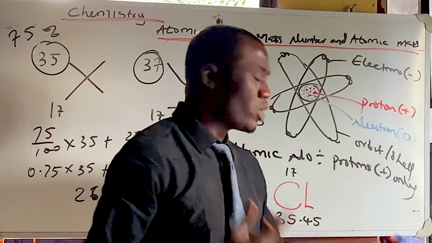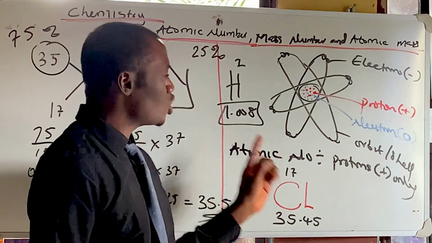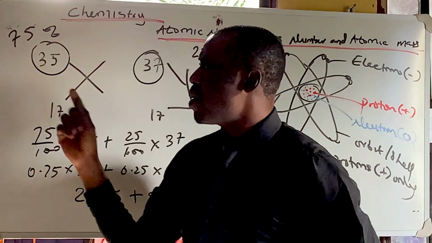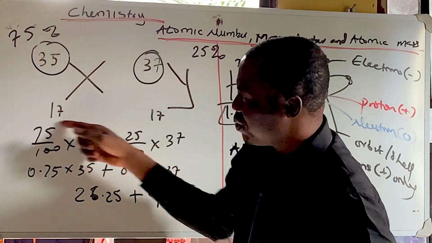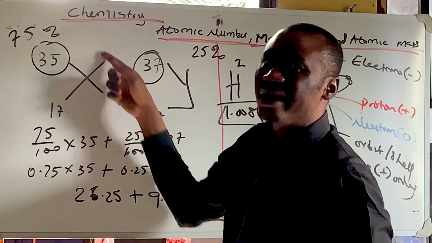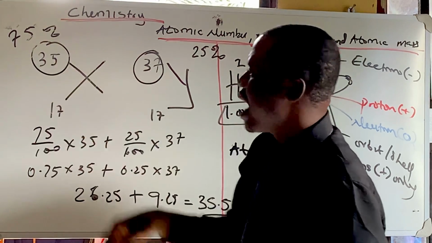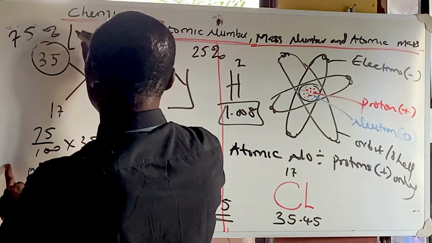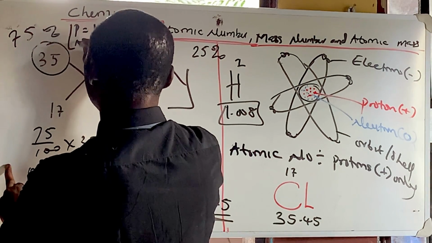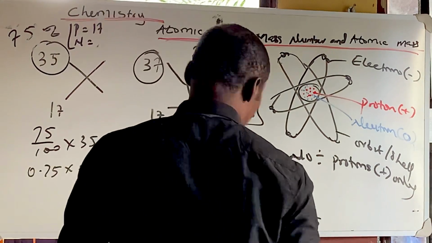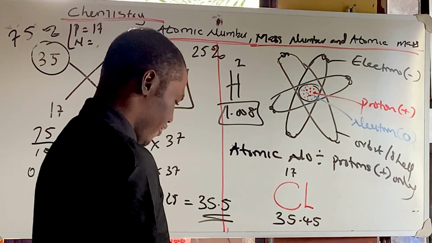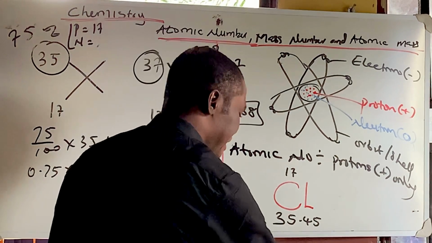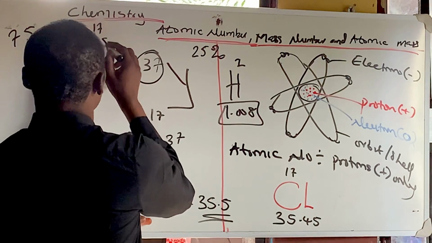So with this, I want to explain again: atomic number is the number of protons only in the nucleus of an atom. And mass number is the number of protons and neutrons of an individual isotope. Let's look at the mass number of this one. It has 17 protons, then neutrons: just do 35 minus 17. That will give me 18. So the neutron number is 18.